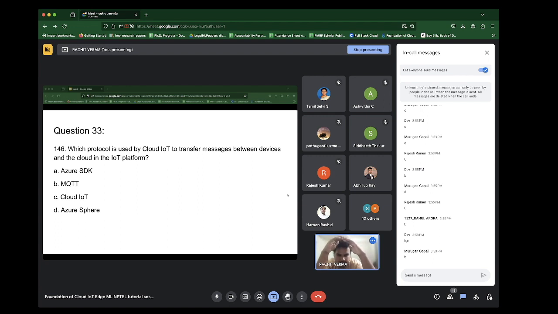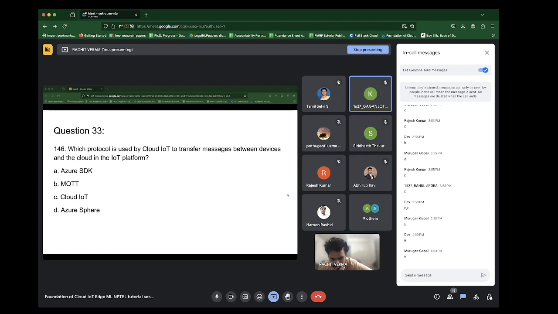Okay, I will get back to you on this question. Fine. Which protocol is used by cloud IoT to transfer messages between devices and the cloud in the IoT platform? Azure SDK, MQTT. MQTT. Yeah.